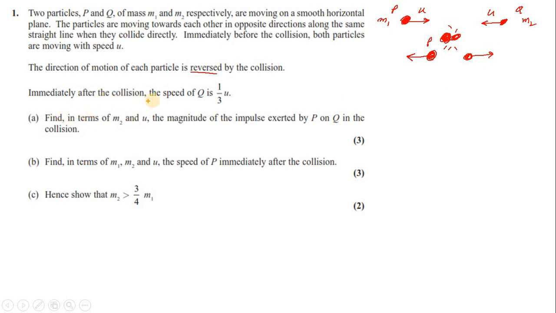Immediately after the collision, the speed of Q is 1/3 of u. So the speed of Q is 1/3 of u. Find, in terms of m2 and u, the magnitude of the impulse exerted by P on Q, the impulse on Q in the collision. Remember, these are typical questions that come in the exam from the M1 paper.